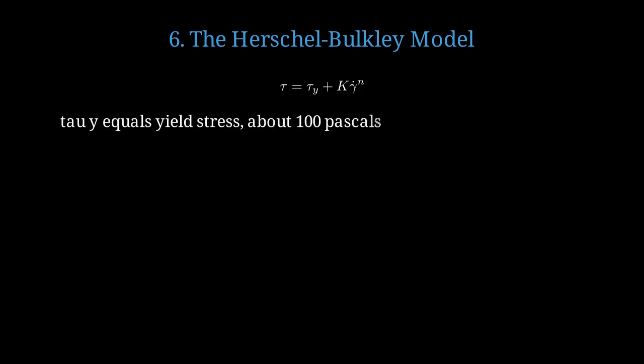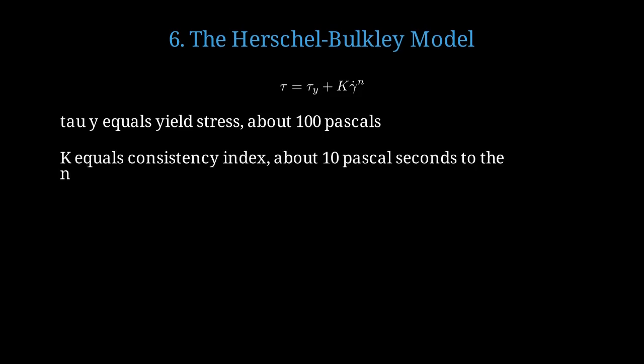We can describe mayonnaise flow mathematically using the Herschel-Bulkley model. The Herschel-Bulkley equation states that total shear stress equals yield stress plus K times shear rate to the power n. Tau y is the yield stress we discussed, approximately 100 pascals for mayonnaise. K is the consistency index, roughly 10 pascal seconds to the n for typical mayonnaise. The flow index n is between 0.3 and 0.5 for mayonnaise. When n is less than 1, we have shear thinning behavior.